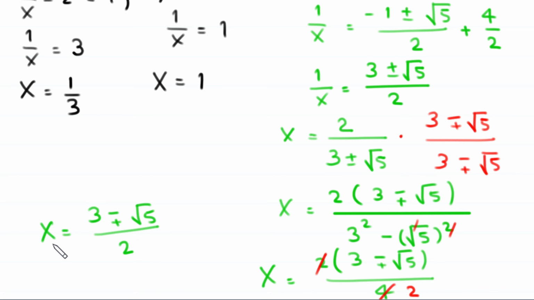This is third and fourth, this is first, and this is second. So we have four solutions for this equation: 1 over 3, 1, and (3 minus plus root 5) over 2.